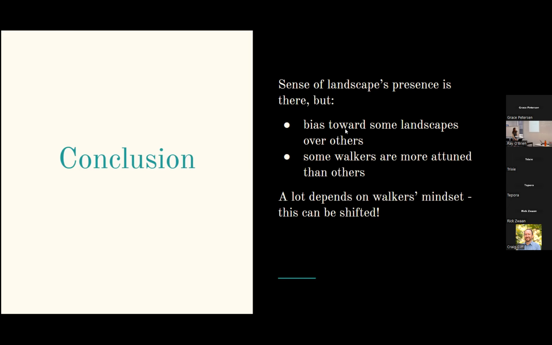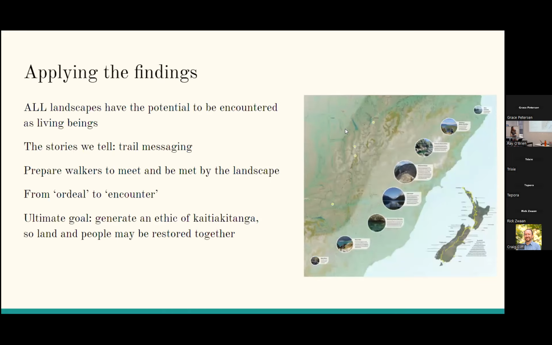So my final slide is, what are the applications of these findings? This image is a potential mock-up of the kind of annotated maps that we're hoping to make. And what we want to do is reflect the idea that all of these landscapes have the potential to be encountered as living beings, and we can encourage that if we tell a story about the trail that allows people to see it that way and enter it in that way.